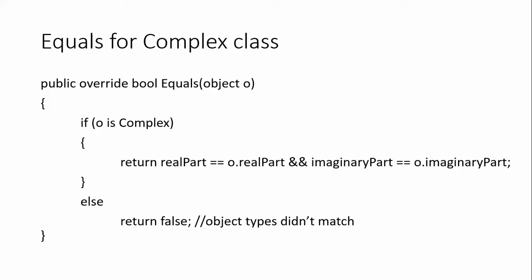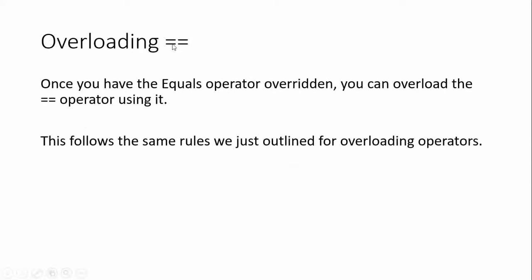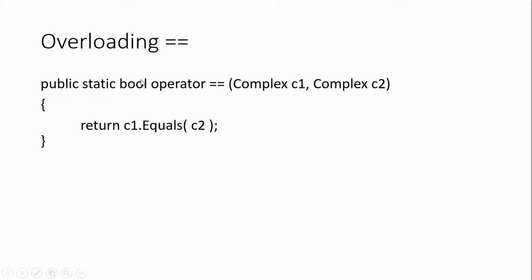What about the overloaded equals operator? What if we wanted to compare or test for equality using the double equal instead of the equals function? Well, once we have overridden our equals function, we can actually use that to overload the equal operator. And we've already learned the rules for that, right? It's going to be a public static function. The return type will be bool, because when you test for equality, you're saying yes or no, it's equal or it's not equal, followed by operator, double equal sign, and then it's a binary operator, so it's going to take two parameters.